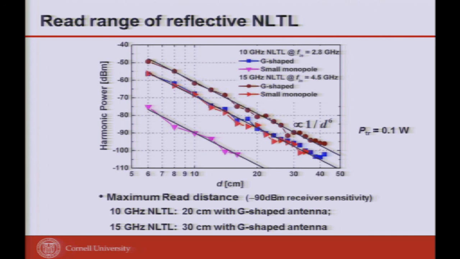Reflective, you also get about 0.1 watts. Reflective is a little bit worse in range. You get about 40 centimeters at 0.1 watts shining.